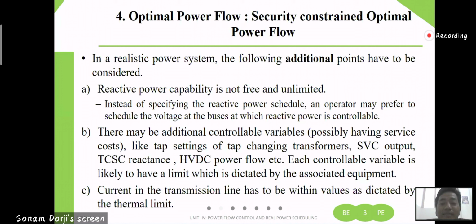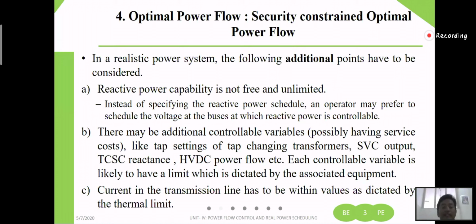But in the earlier example, we have seen, just to make it clear, we first considered that reactive power is free. Initially, we considered all as not a constraint. Later on, we tried to see the constraints. Even with the constraints, we have seen that reactive power is free and unlimited. But in the real case, these are not free and unlimited.